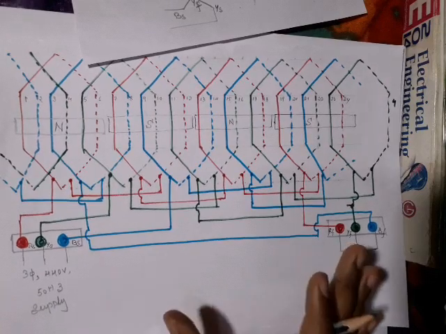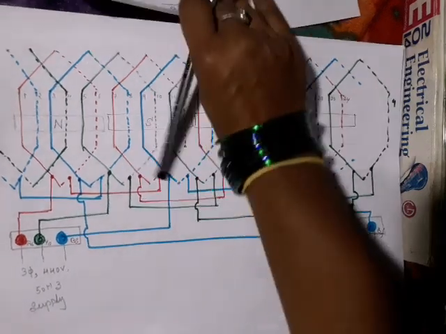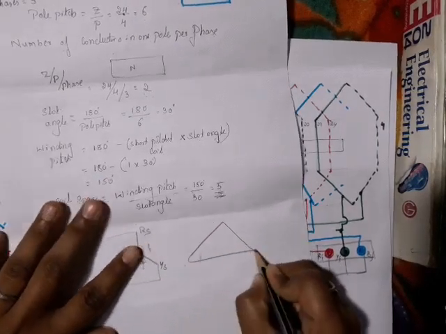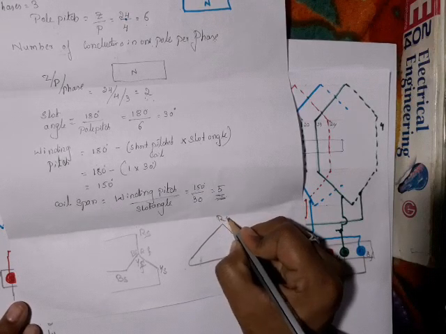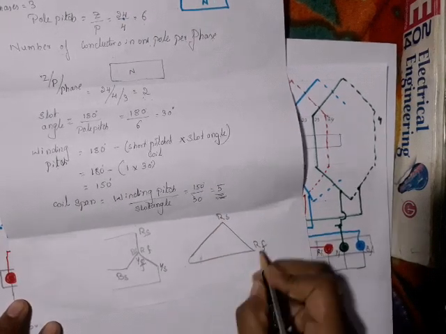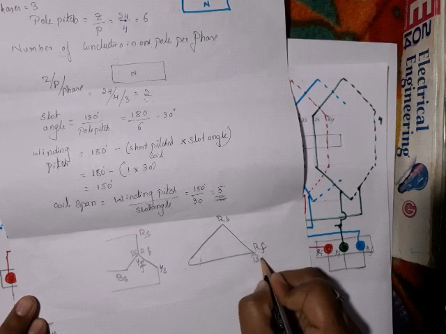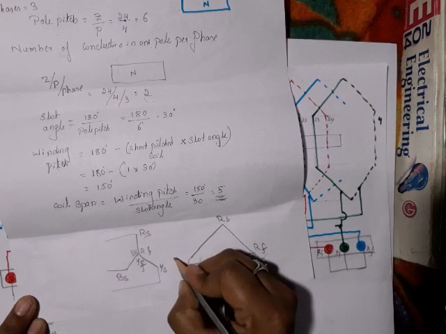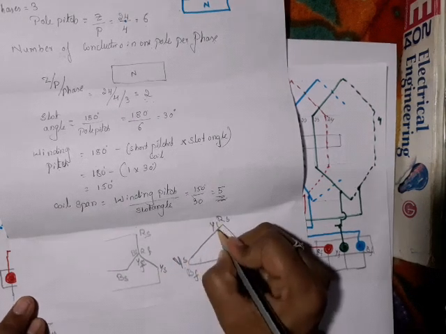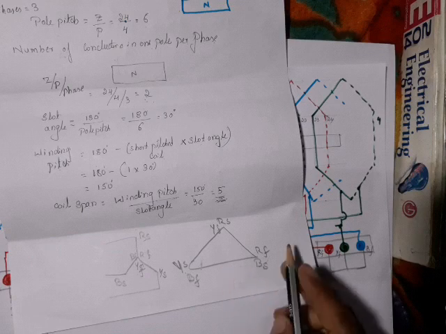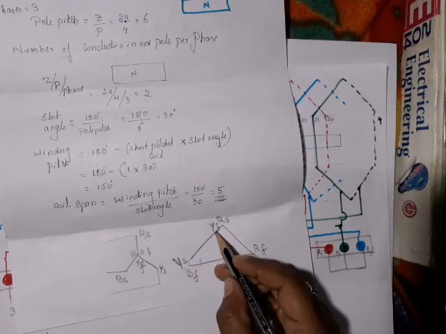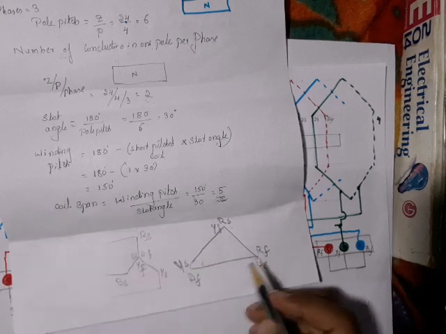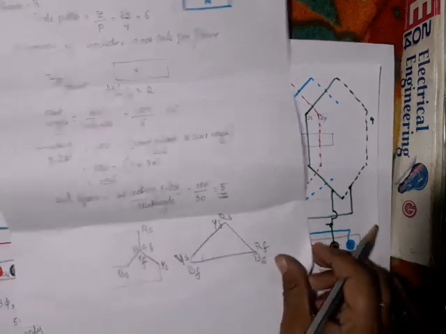With the same diagram, I'll show you how to make it a delta connection. See, delta connection will be like this. R starting, R finish. Where R finishes, there B starts, B start, B finish. Where B finishes, there Y starts, Y start, Y finish. It is nothing but an end to start connection. Ending of one winding is connected to the beginning of the other.